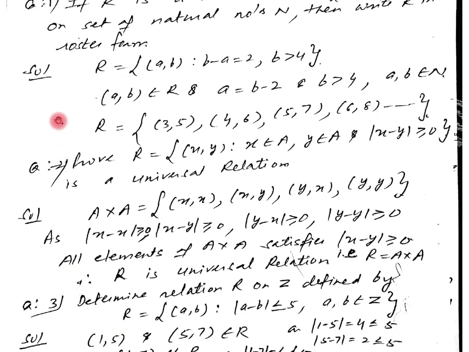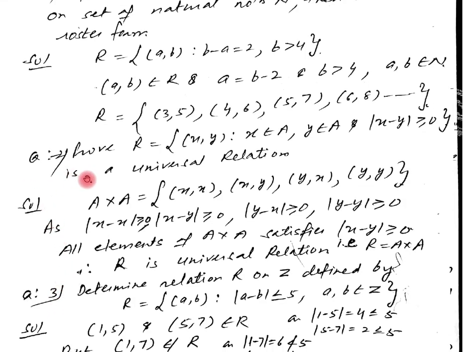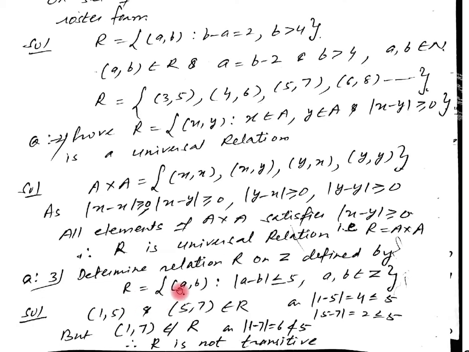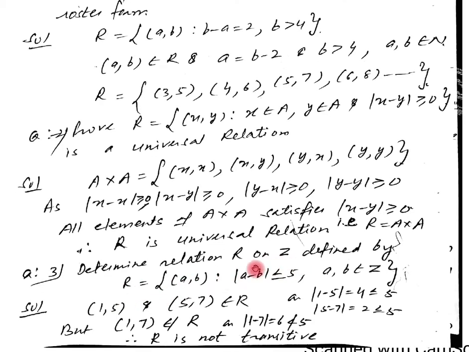Now the third question. This type of question can be asked as a 1 mark question in the board exam, in which we have to satisfy only one property or one relation. Determine the relation R on Z defined by R equal to {(a, b): modulus of a minus b less than or equal to 5, a, b belongs to Z}. We have to determine whether it is transitive or not. It is not mentioned here, but the question is to check whether this relation is transitive or not.